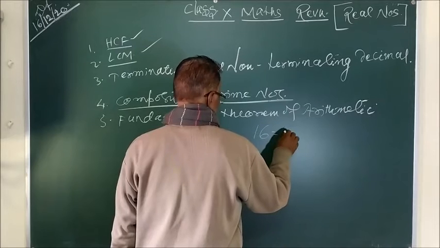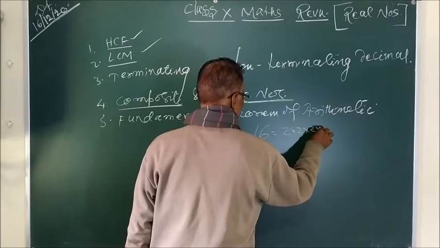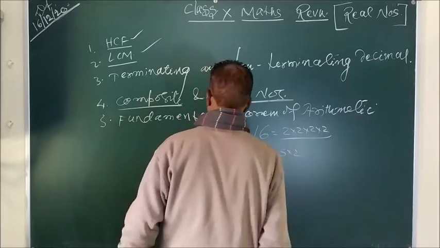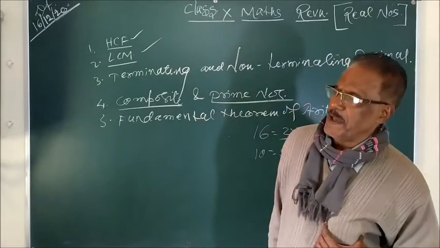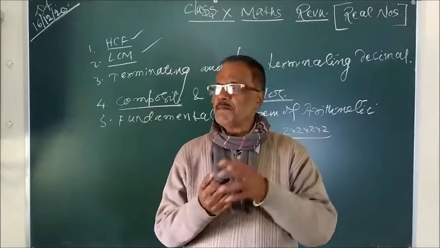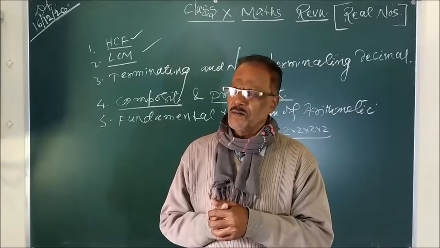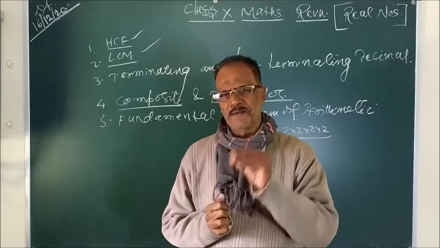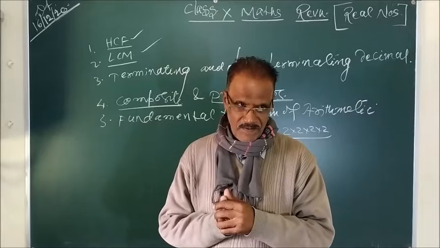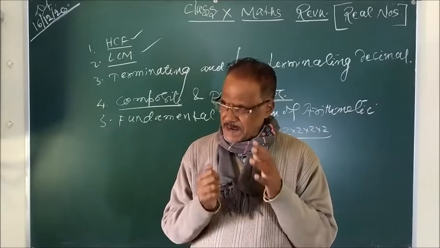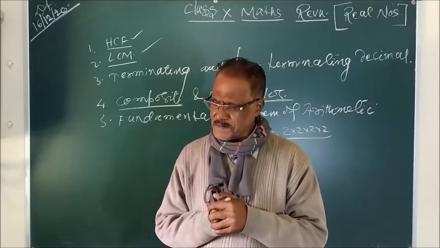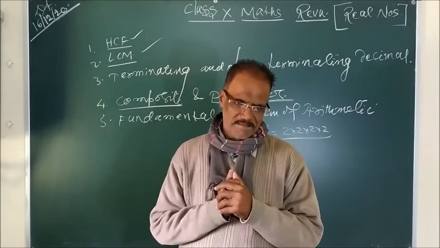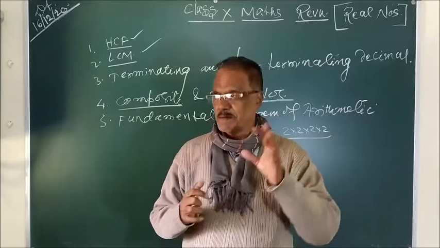Suppose your number is 16, you can write it 2 into 2 into 2 into 2. Any number, suppose 10, you can write 5 into 2. So the numbers which can be expressed as a product of prime numbers. Prime numbers, you know, are not divisible by any other number. All numbers are divisible by 1 and by itself. But if the numbers are only divisible by themselves and by 1 and not divisible by any other number, then they are known as prime numbers.